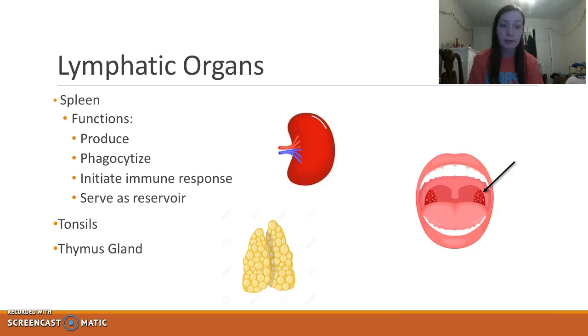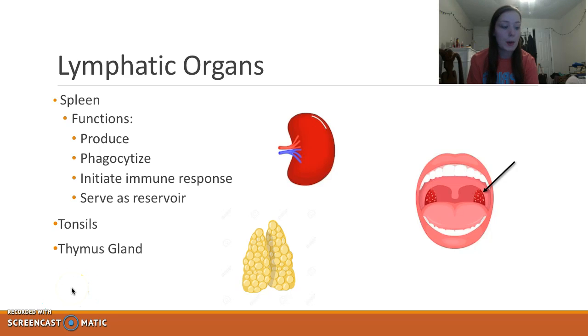for erythrocytes and platelets. Our tonsils are two masses of lymphatic tissue at the beginning of the pharynx that entrap inhaled and ingested pathogens. The thymus gland is where T cells develop and mature, and then when they're ready to be released, they'll be released into our bloodstream.